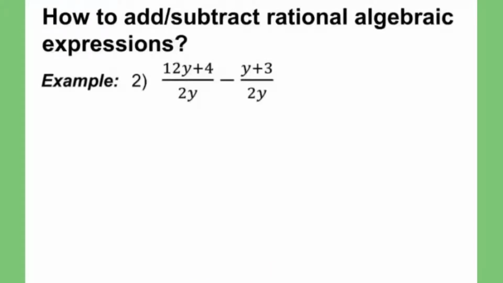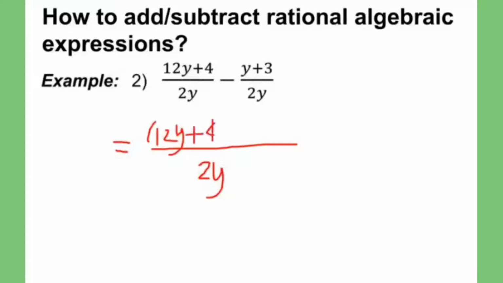12y plus 4 all over 2y minus y plus 3 all over 2y. Kung ma-observe natin, pareho lamang ang ating denominators. Ibig sabihin, hindi na natin kailangang hanapin yung LCD. Ang gagawin natin ngayon, kopyahin lang natin yung ating common denominator at saka i-perform yung operation in the numerators. So we have 12y plus 4 minus y plus 3.